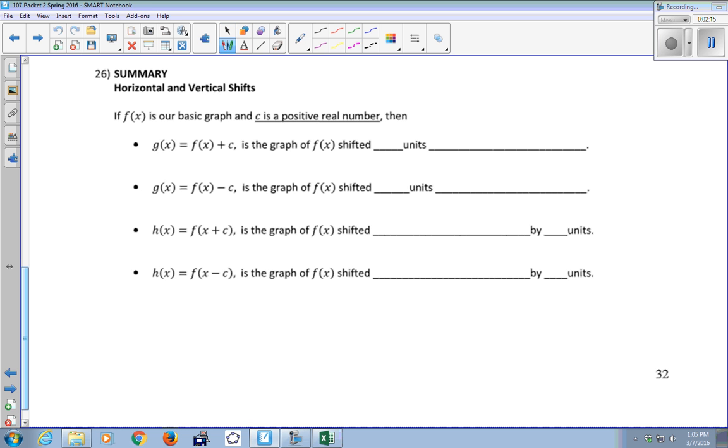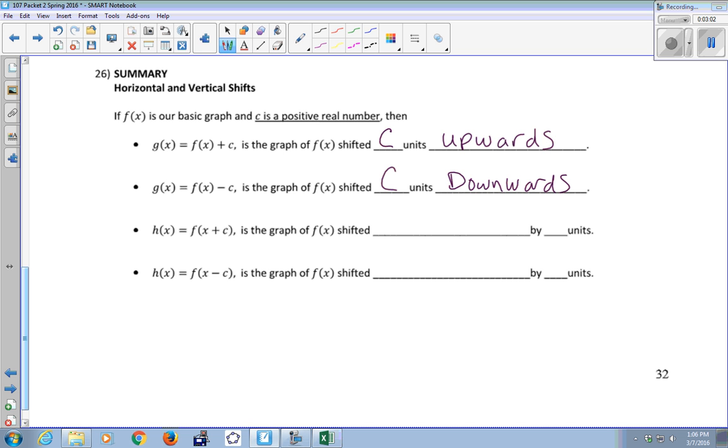Okay, so if f of x is our basic graph, also known as a parent function, and c is a positive real number, if I do a transformation where I do f of x plus c, how does that transform the graph of f? It shifts it how? Vertically, yeah. It shifts c units vertically up or vertically down? Up. Assuming c is a positive number, which we are assuming, right? It's upwards. What if I do f of x minus c? What happens? Vertically downwards. It goes c units downwards.